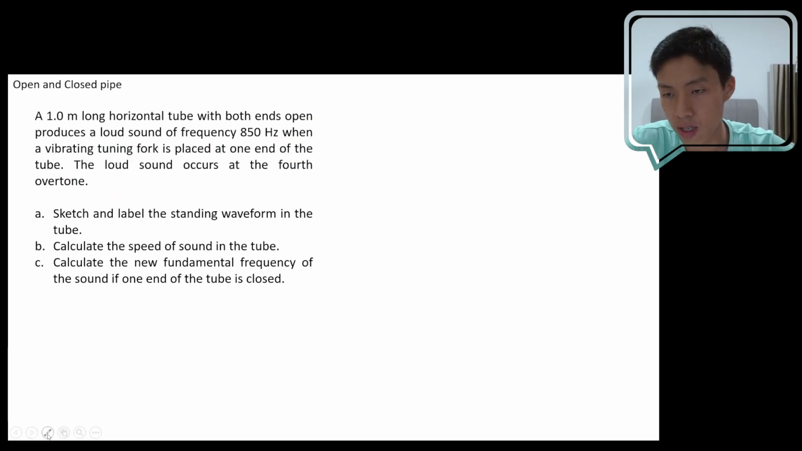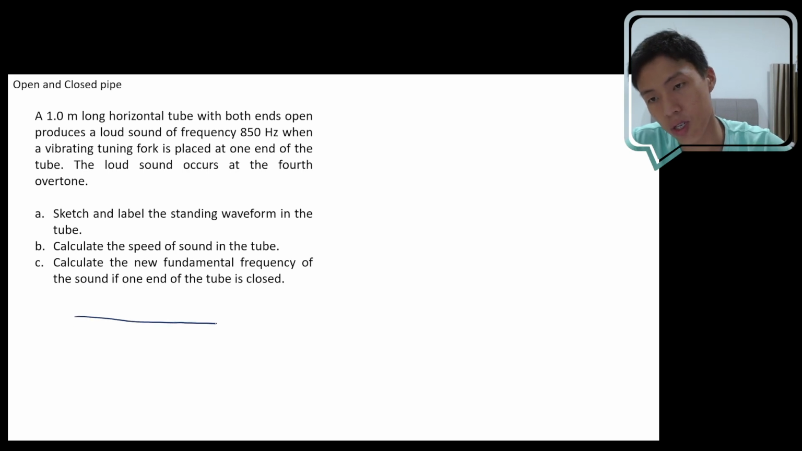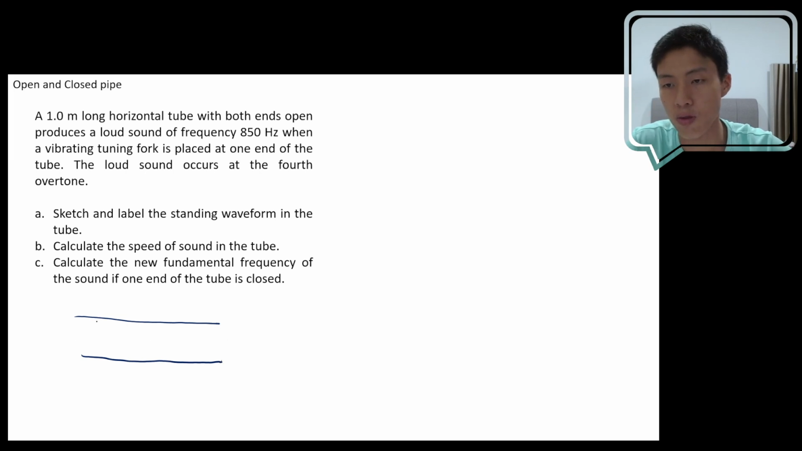So if you would like to sketch a situation, it will involve an open pipe. I usually sketch an open pipe with just 2 lines. Since it's open, I'll just leave it open. What happens is I place a vibrating fork on one end of the tube, and this vibrating fork has a frequency of 850 Hz. That's why inside this open pipe there's a sound of frequency 850 Hz being produced. Okay, this loud sound occurs at the fourth overtone.